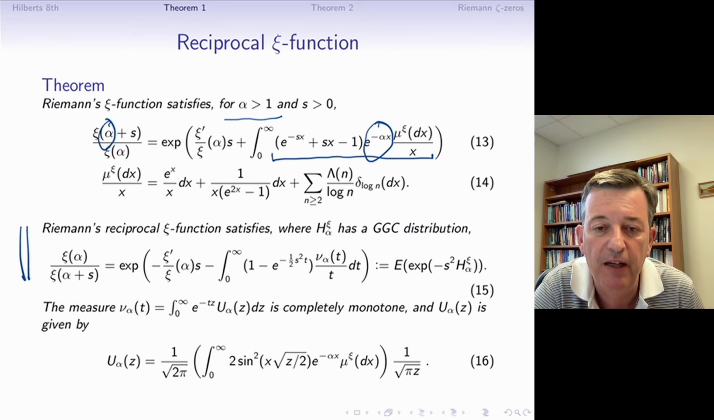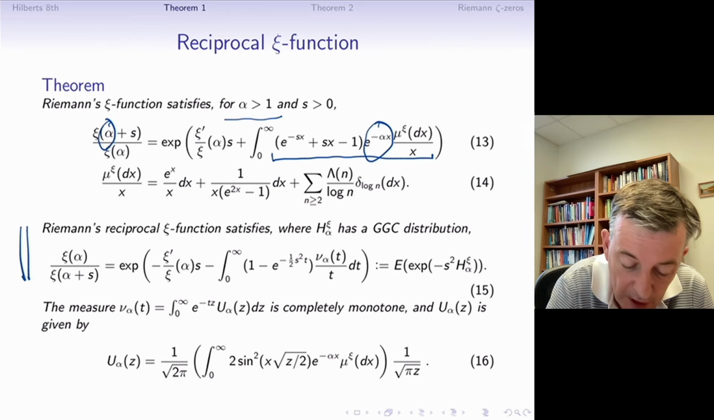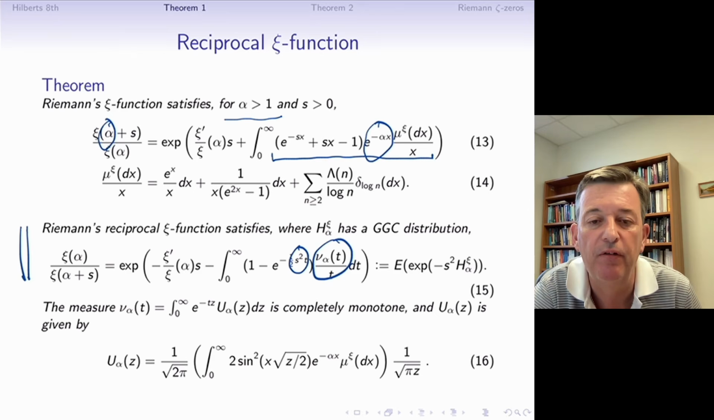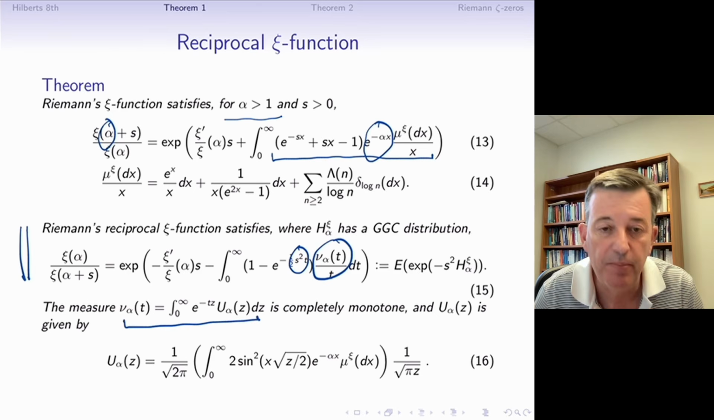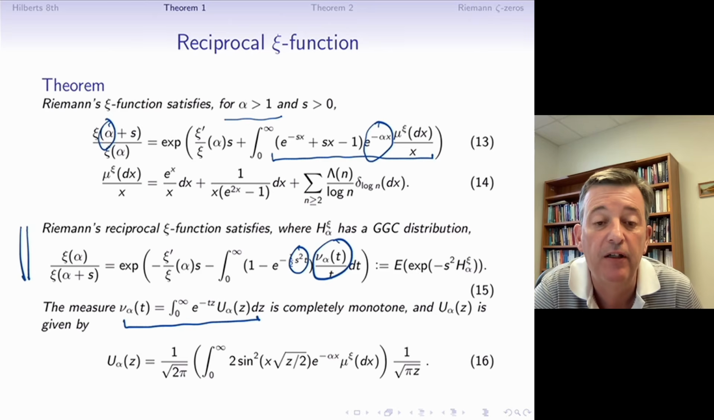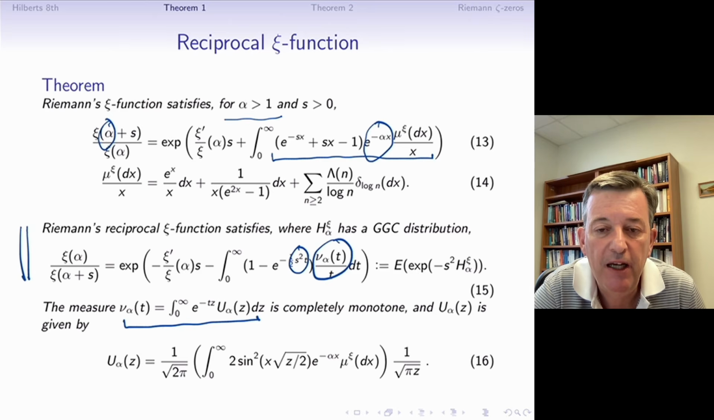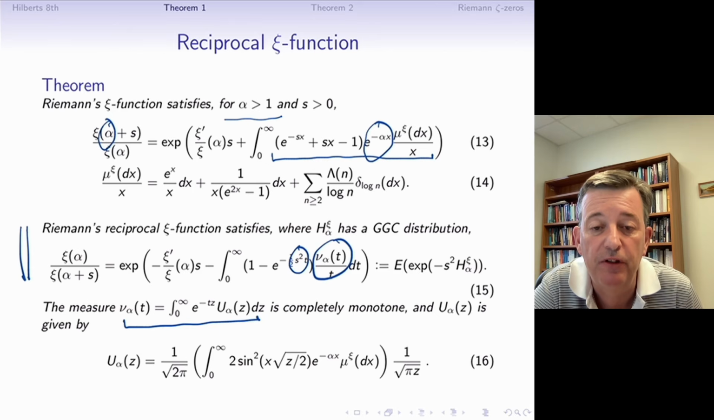So we have to go from the Levy measure to the Thorin measure, and we'll see that the reciprocal psi function satisfies again a Levy-looking formula, but now with an s squared in it, and now with a completely monotone function nu. And remember, completely monotone just means it can be written as an expected value over the measure u sub alpha of e to the minus tz. And we can explicitly find the Thorin measure in terms of the Levy measure. And again, remember that if the Riemann hypothesis is true, this will essentially identify the zeros tau squared as well.